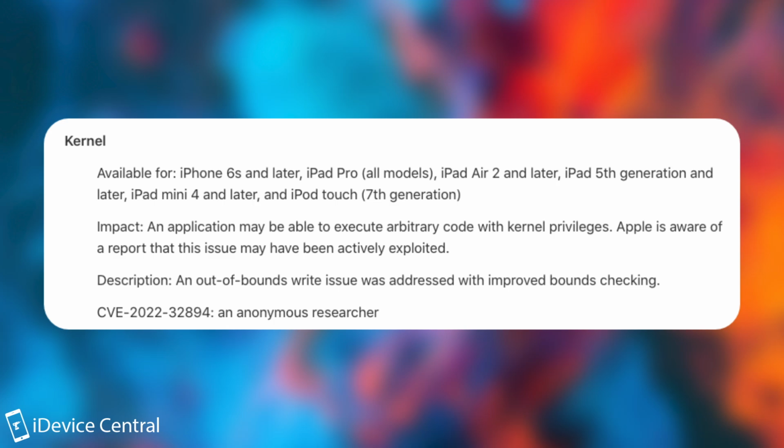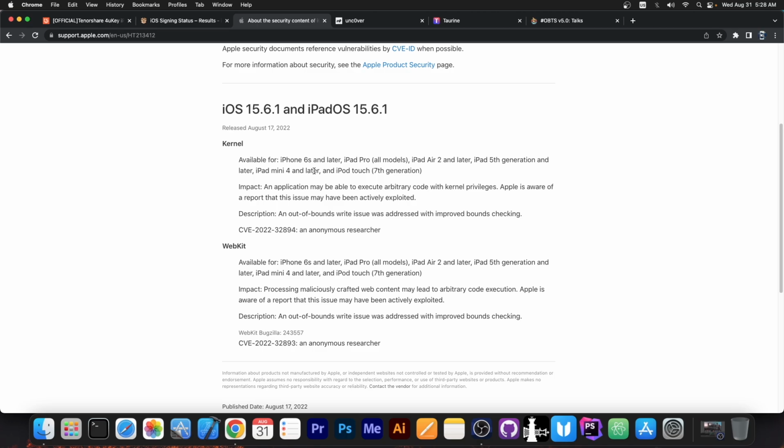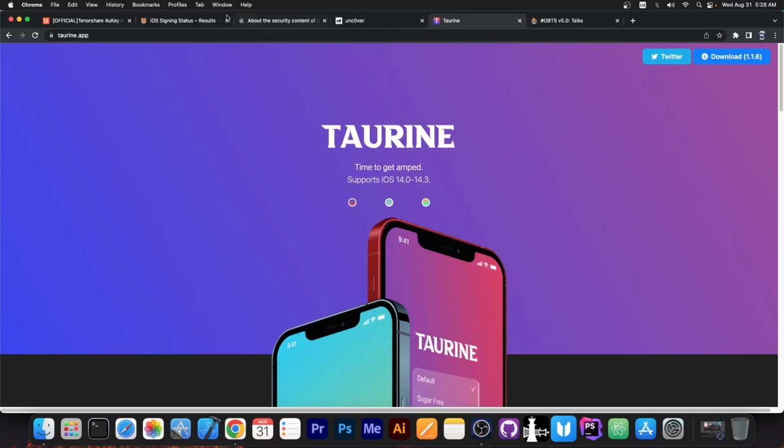They say here an application may be able to execute arbitrary code with kernel privileges, which is good, especially for us jailbreakers. And it says Apple is aware of a report that this issue may have been actively exploited, which is not good, because it means that this might have been used to target people before, which is a bad thing. Now, this vulnerability has been patched on 15.6.1, but since it's a kernel vulnerability, we can use it for jailbreak purposes like Uncover, Torrent, Chaoed, and stuff like that.